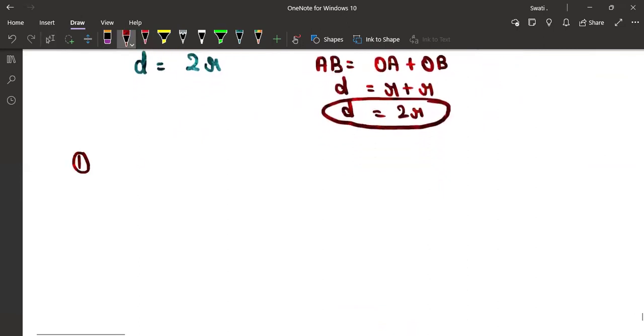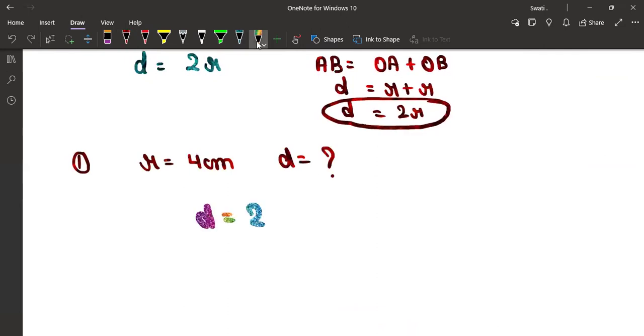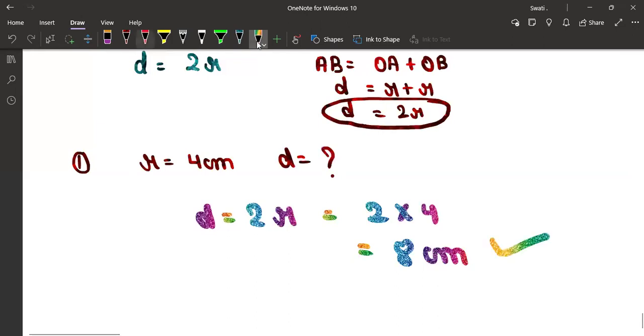For example, if radius is given as 4 centimeter, then what is diameter? What will be the answer? It's very simple. You will simply use the formula diameter is equal to 2r. So that is 2 times 4, which is 8. So the answer is 8 centimeter. So this is one way, right? Maybe the radius is given, you have to find out the diameter. At any point, if you feel like there is any doubt, Manya, let me know in the chat box, okay?